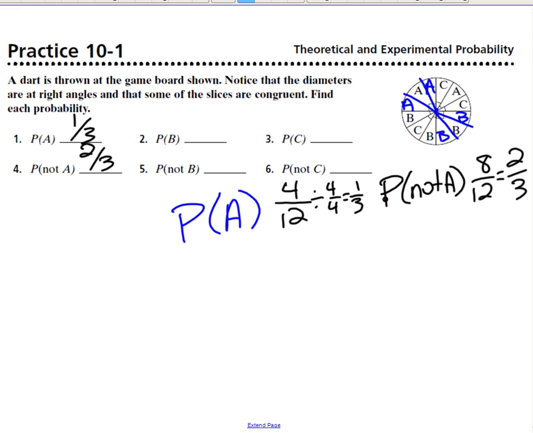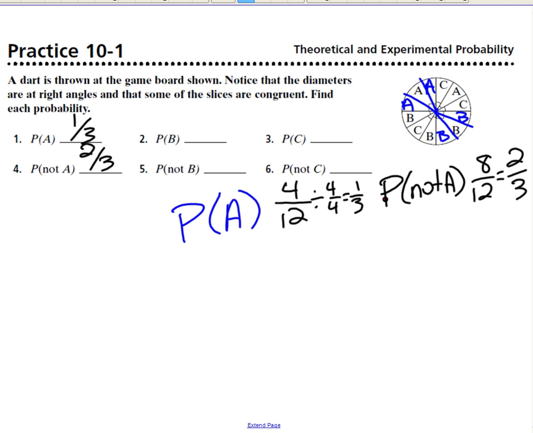We can also look at this. Is there any way this can land where it won't either be A or something that's not A? Well, what if it lands in the middle line? Does that count? No. Spin again. Is there any other possible answer?